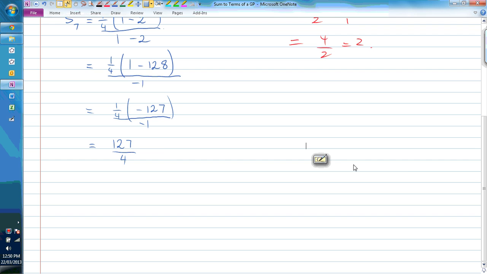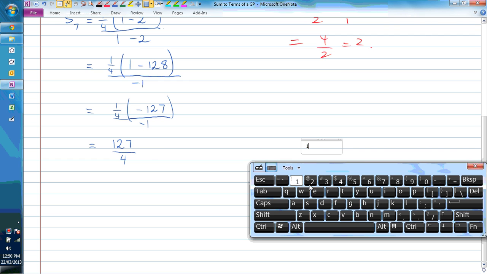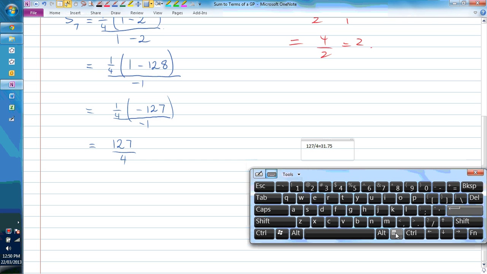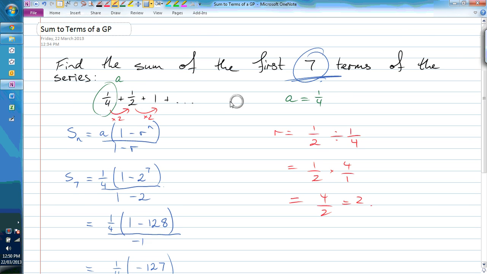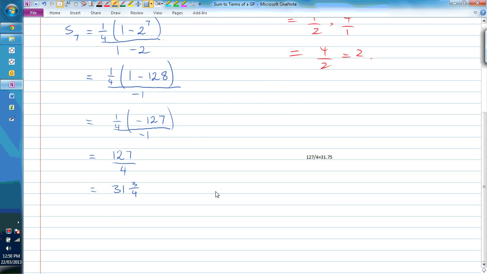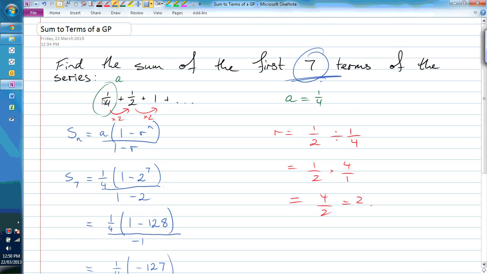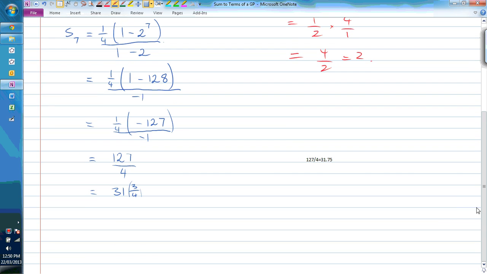Now, I'm not much good at doing 127 divided by 4 in my head, so I'm going to do it over here. And we get 31.75. Probably better to leave it as a fraction though. It's going to be 31 3/4. Okay. So if we take this sum up to 7 terms, the answer is going to be 31 3/4. That kind of makes sense too, because 3/4 is what you get by adding these two, 1/4 plus 1/2, and the rest of the terms are going to be whole numbers. So that makes sense that we would get something and 3/4 come out there.